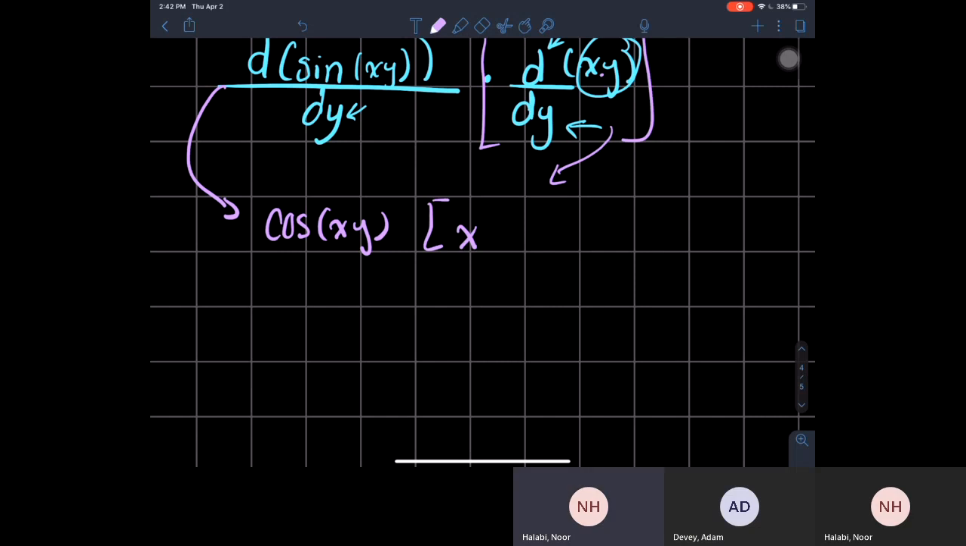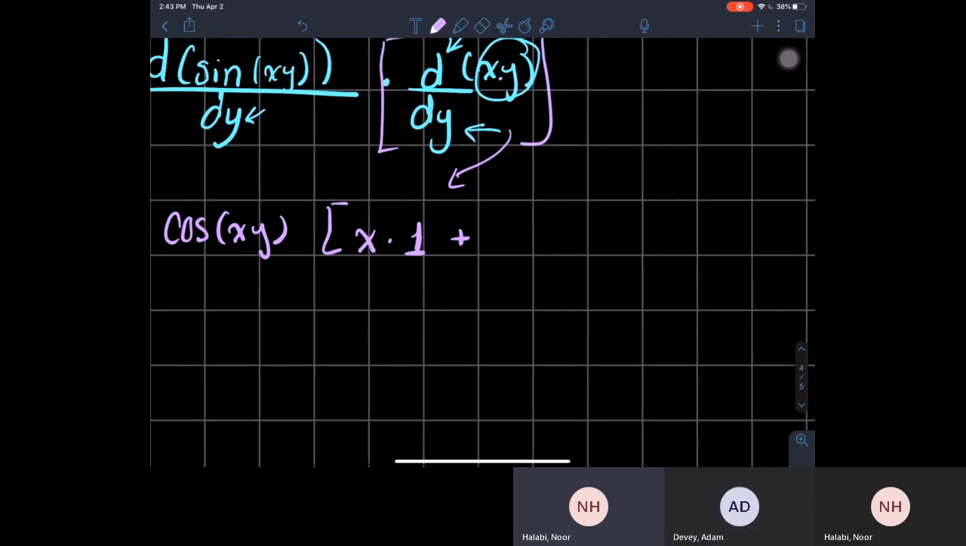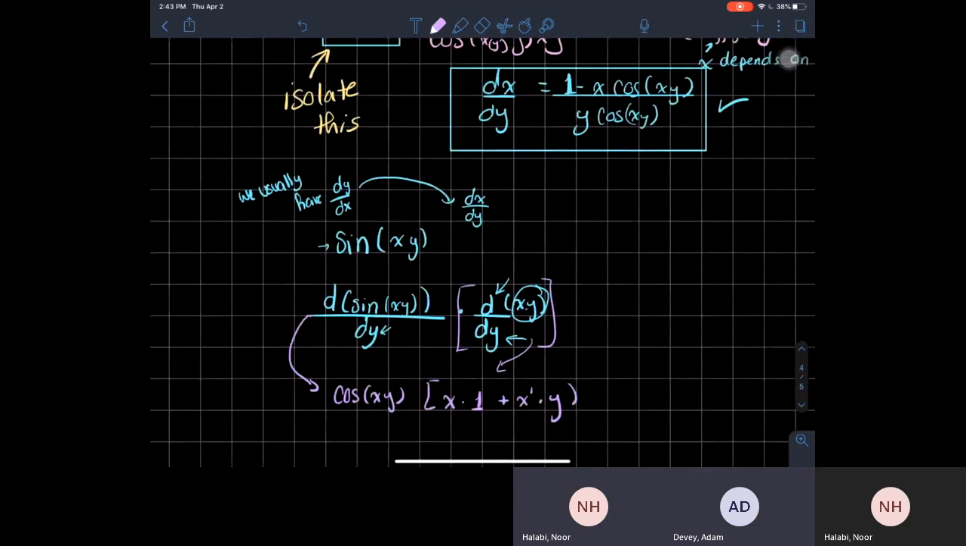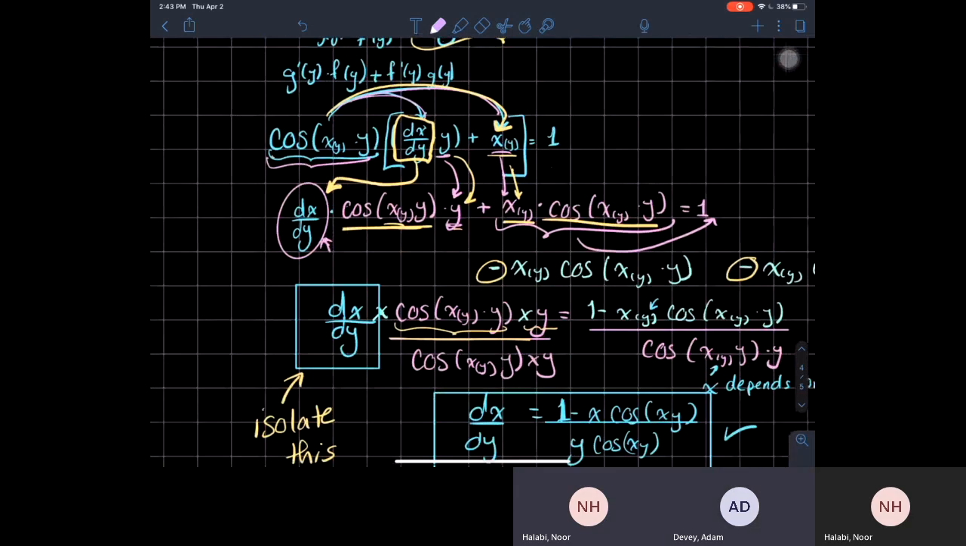It's going to be x times the derivative of y, which is just 1, plus x prime. Or actually just x prime times y. So it's the same thing, because look what we ended up with.